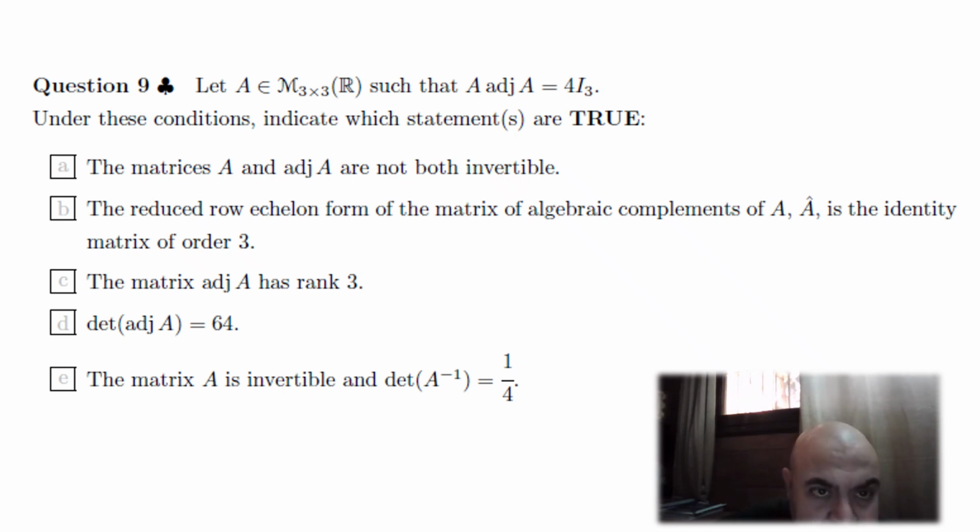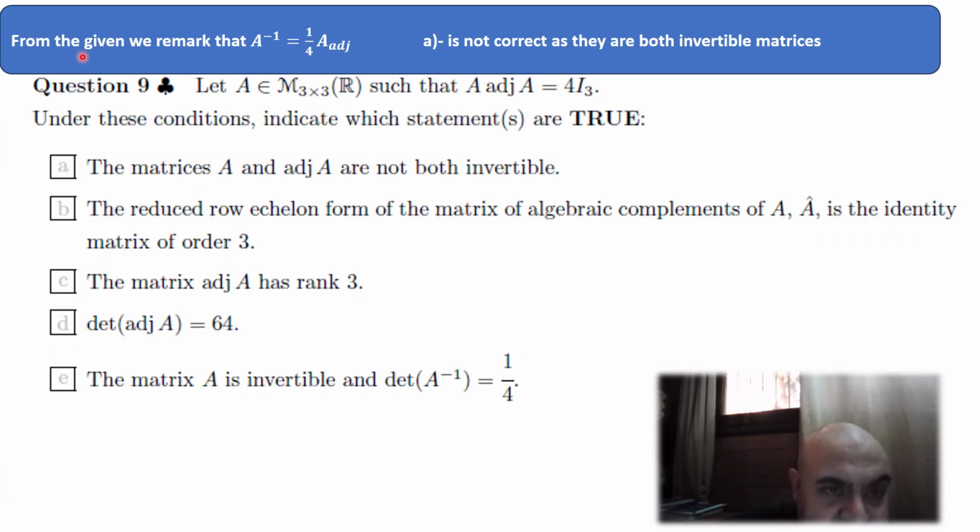Question number 9. You have A, which is a 3 by 3 matrix such that A times adjoint of A is equal to 4 I3. This indicates that A inverse is obtained from here, because A times A inverse is supposed to be I. So dividing by 4, A times 1/4 adjoint A is equal to I, which means A inverse is equal to a quarter of the adjoint matrix of A. That's the value of A inverse.